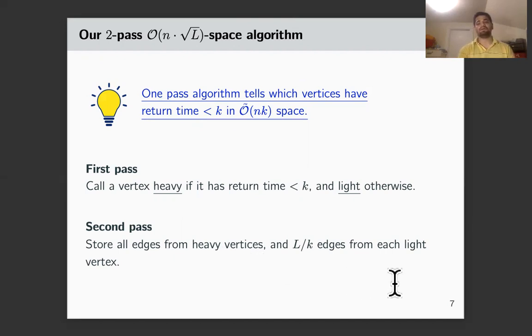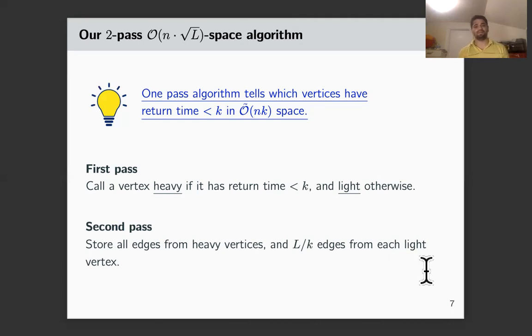And if you are at a light vertex, then by definition of being light, it has a return time of at least K. So in your L-step random walk, you will only expect to be at the light vertex L over K times. And because we stored L over K edges from each light vertex, we'll never run out of edges of light vertices either. So we'll not run out of edges from heavy vertices, we'll not run out of edges from light vertices, therefore we'll not run out of edges, and we'll output a random walk.